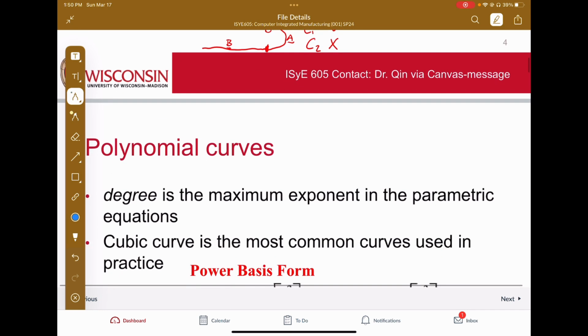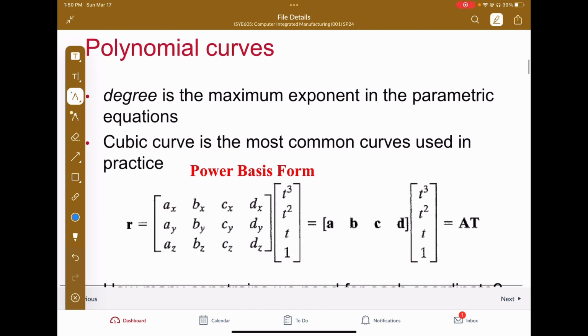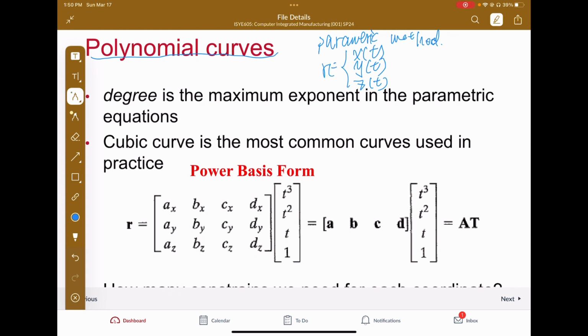Another topic is polynomial curves. For these curves, we want to use, remember the parametric methods, right? To describe the curve, which is x(t), y(t), z(t), right? R(t) equals this, from 0 to 1.